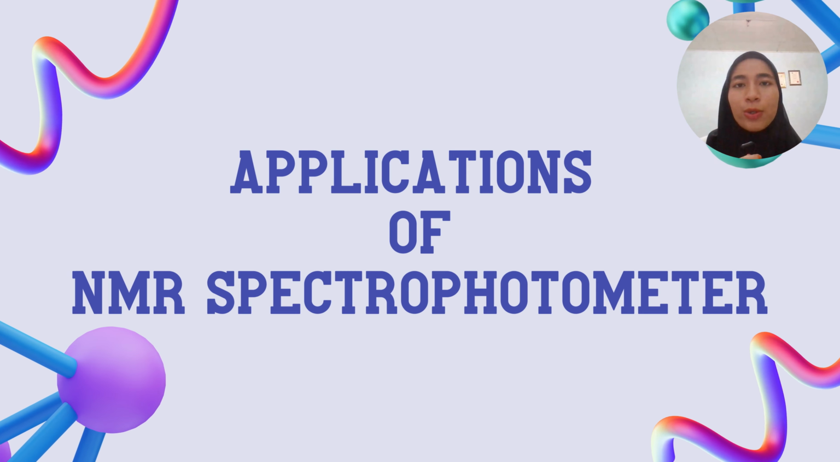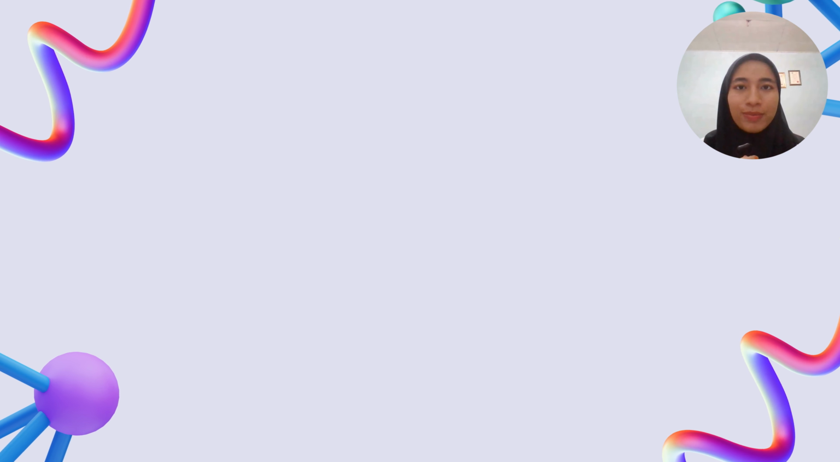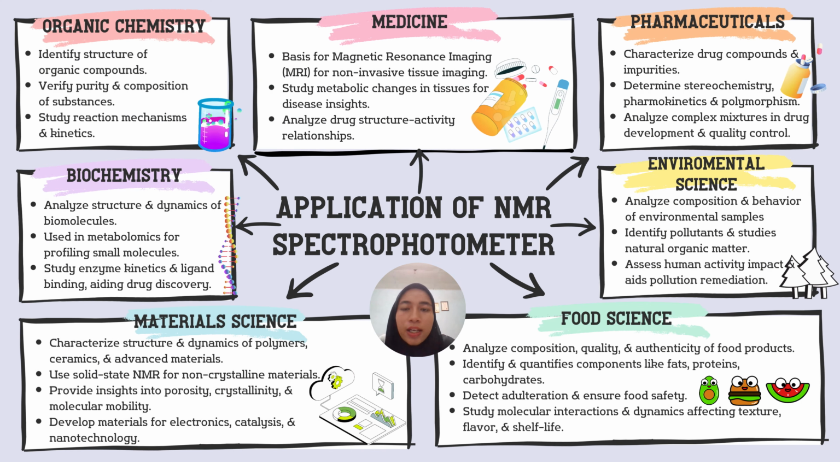Next, let me show you the applications of NMR spectrophotometer in various fields. Firstly, in organic chemistry, NMR spectroscopy is crucial for identifying and elucidating the structure of organic compounds. It provides detailed information on hydrogen and carbon atoms, confirming the structure of synthesized molecules and natural products. It also verifies purity and composition and studies reaction mechanisms and kinetics.